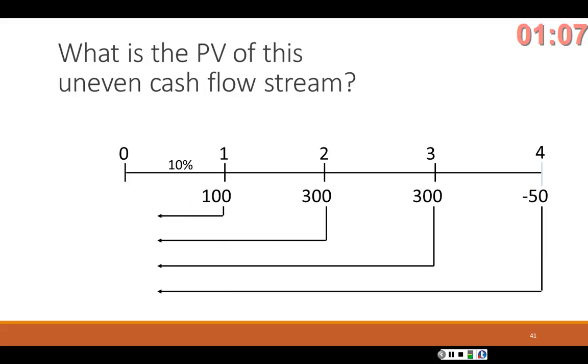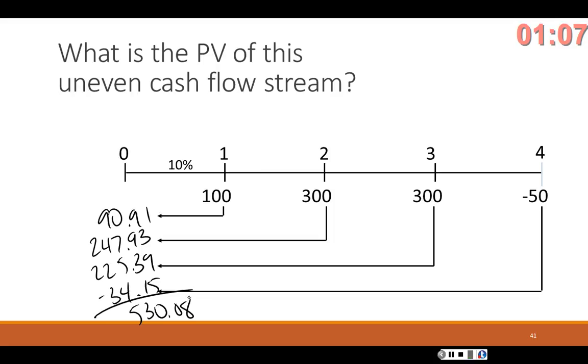So what is the present value of this uneven cash flow stream? You could take the present value of each one individually. So $90.91, $247.93, $225.39, and a negative $34.15, and that gives you $530.08. So the present value of this stream is $530.08. Or we could put it in our calculator.